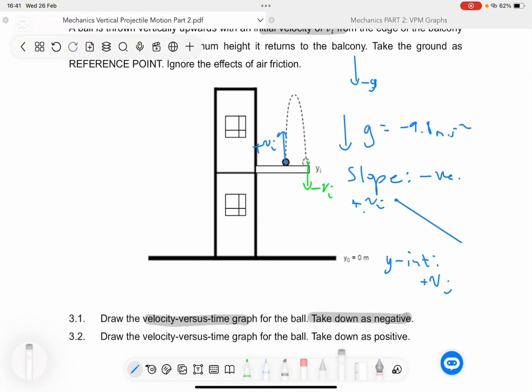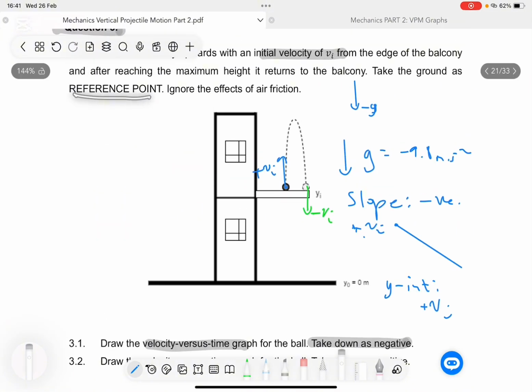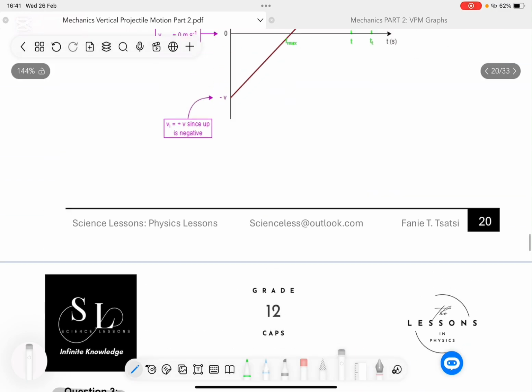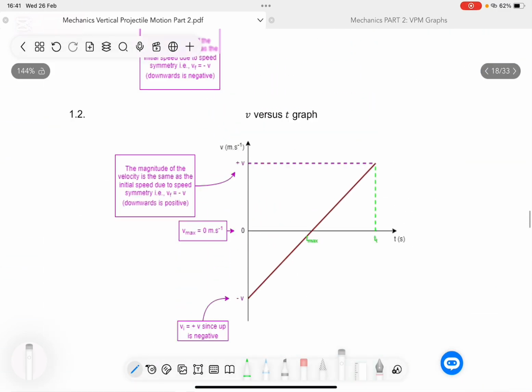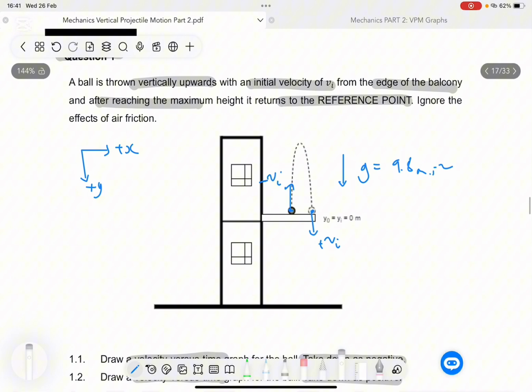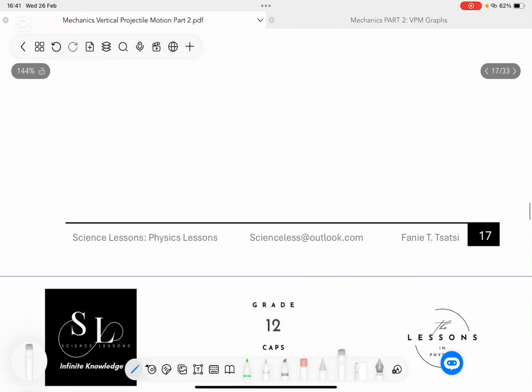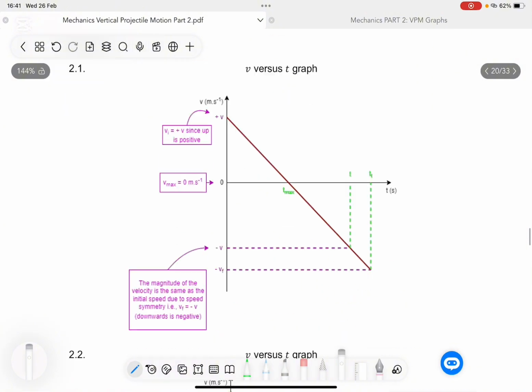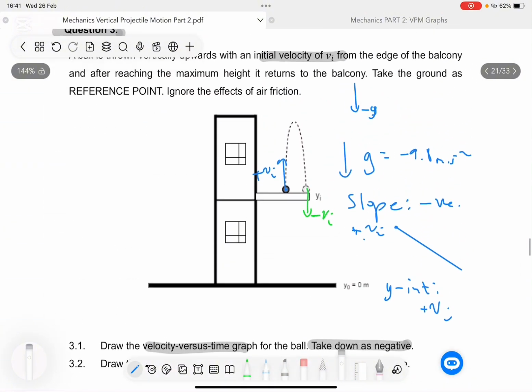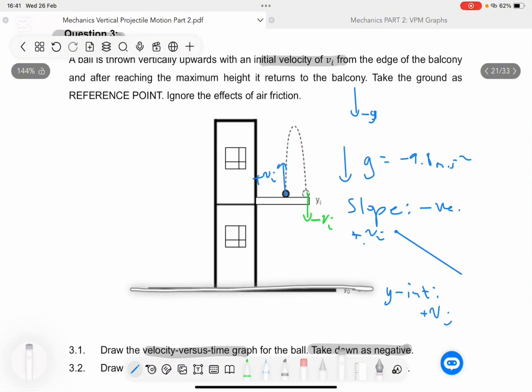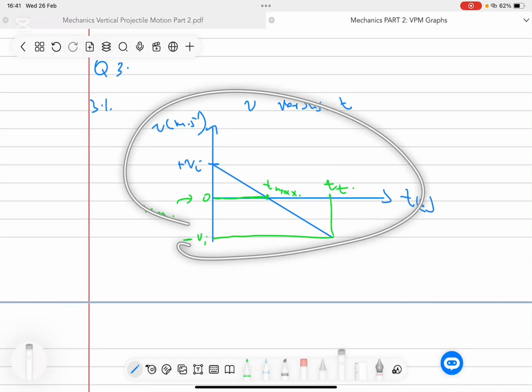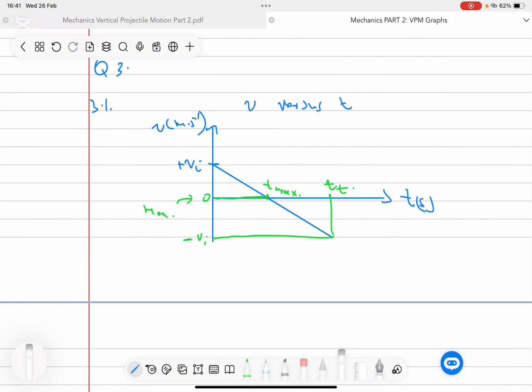We are learning that even if we change the reference frame, even if the reference frame is the ground and no longer the balcony, because in question 1 we said the reference frame is here. It's the same motion, but now, with question 3, we're taking the reference frame to the ground. So when the reference frame is the ground, we still get the same graph as we did when the reference frame was the balcony.